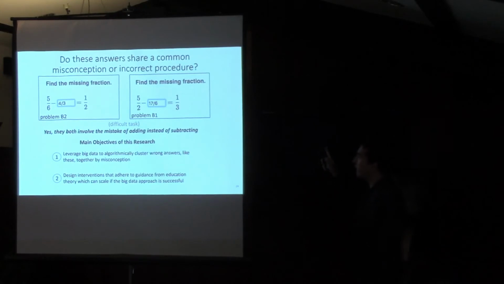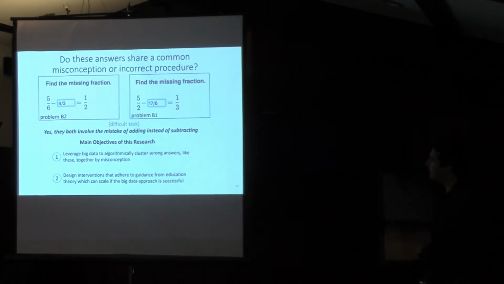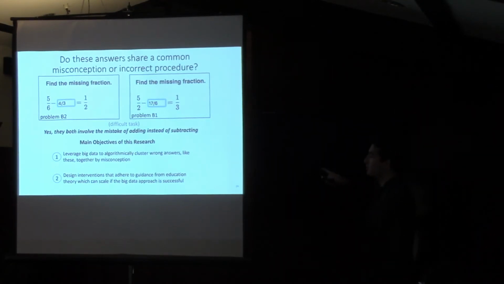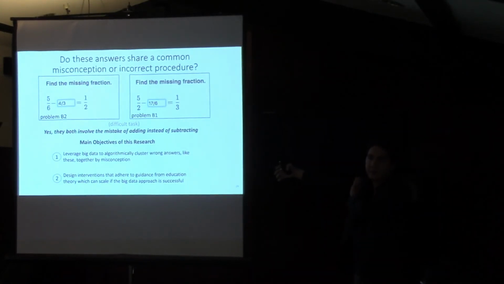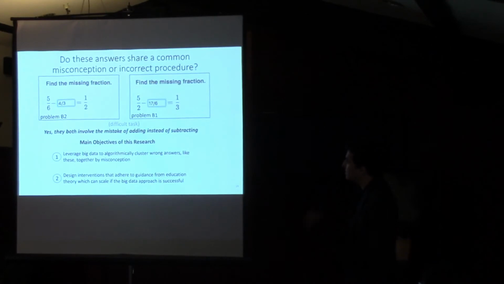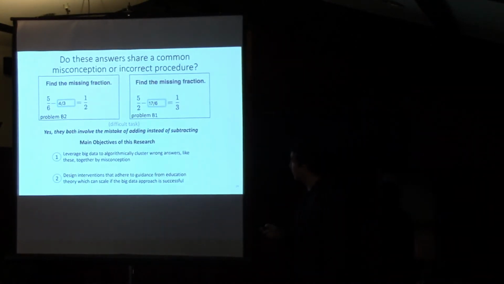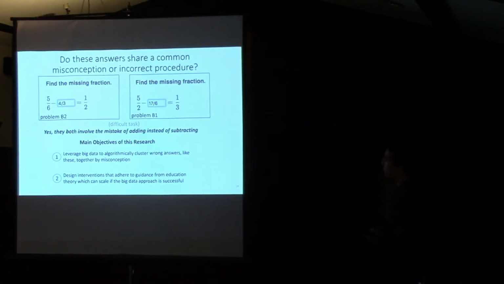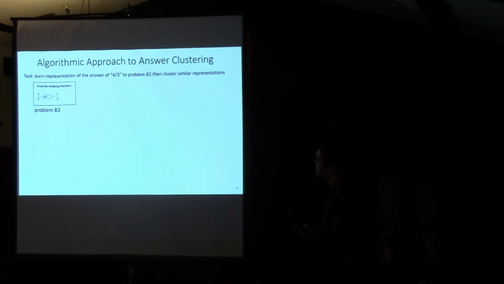So the objective of the application to this context was, one, to leverage, I'll use the term again, big data, to algorithmically cluster wrong answers by their common misconception or procedure. This is really hard for experts to do. Can data represent that misconception as a distributed feature in the space that we can cluster? And then to design interventions that adhere to guidance from education psychology, which can scale if this approach is successful. So better pedagogical affordances online if this works.